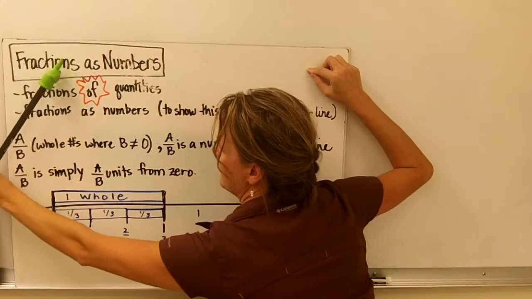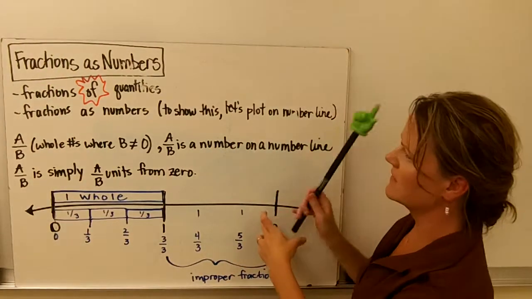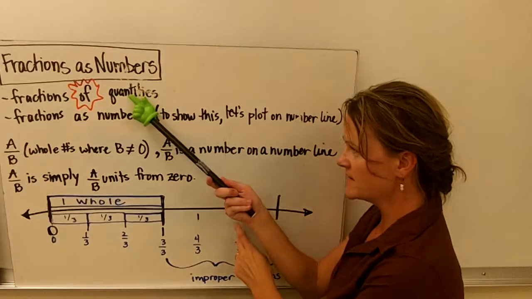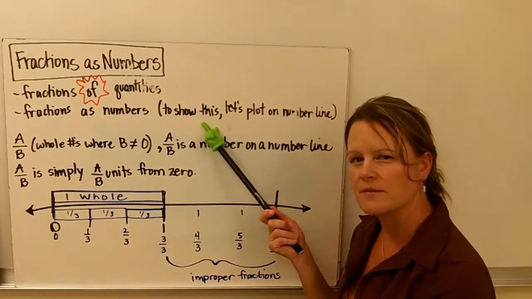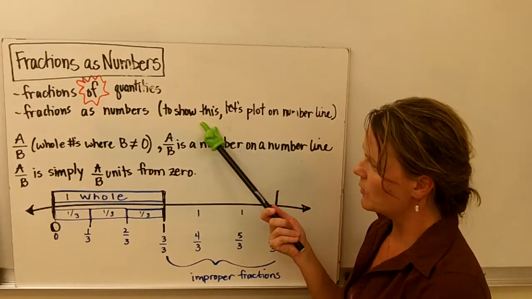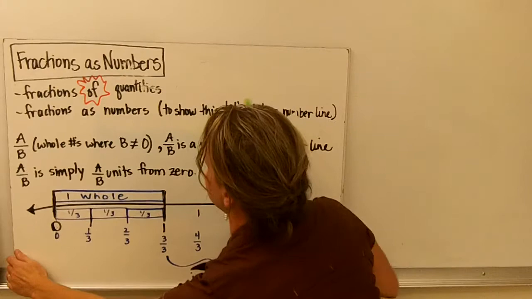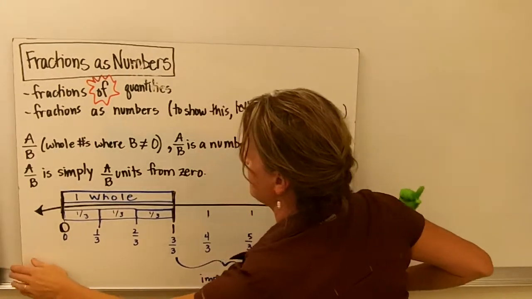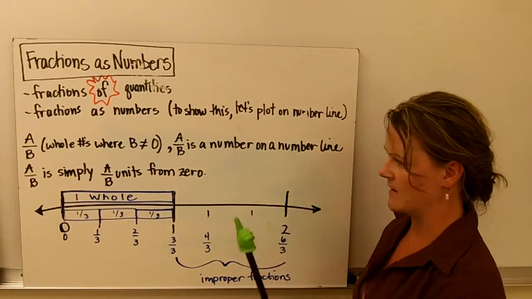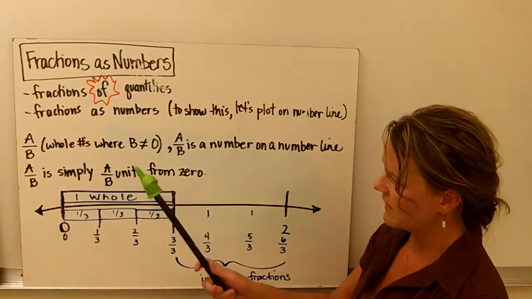fractions as numbers. So often we refer to fractions as fractions of quantities, and in fact all the examples that I've given so far have been just that. We also want to talk about fractions as numbers themselves, just simply as a number that can be plotted on a number line, and that's what we're going to do. Look at fractions as themselves.